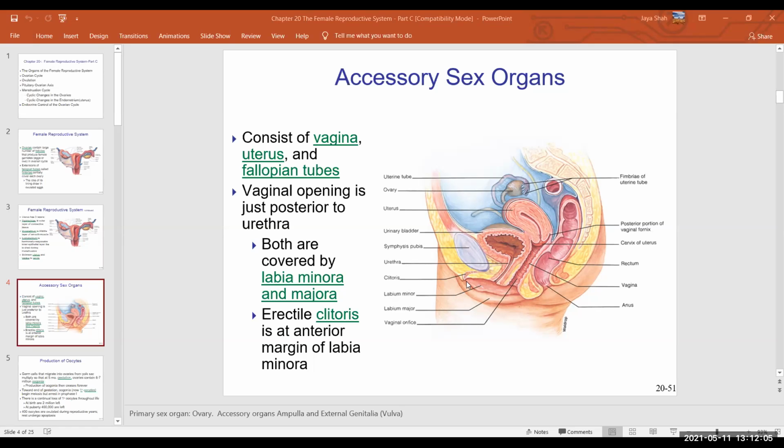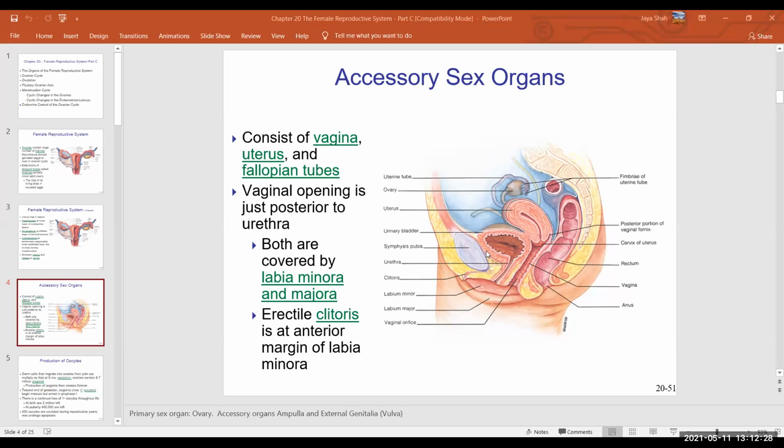It also has a lot of blood vessels. So as the penis becomes erect during the excitation phase of sexual intercourse, this clitoris also engorges with blood and becomes erect during sexual intercourse, because they are homologous structures. Okay.